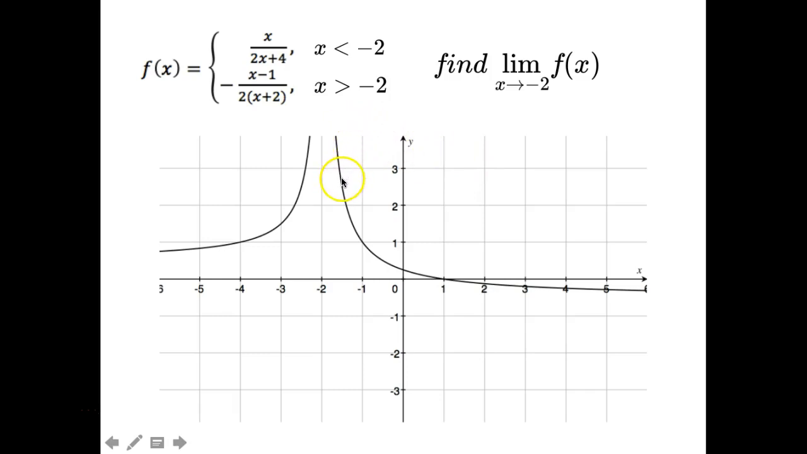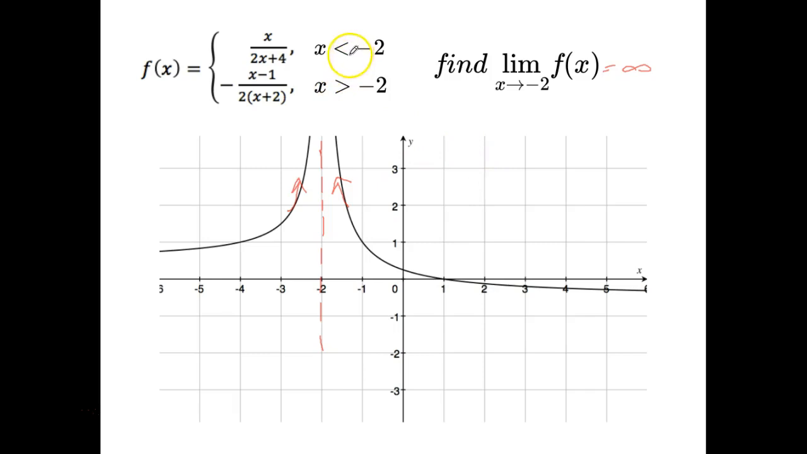Okay, now I've provided the graph on this. So we're taking the limit as x approaches negative 2. Let's look at the answer first with the graph. Okay, we're talking about this line right here. As x approaches negative 2, it looks like from the left it goes to positive infinity, and from the right it goes to positive infinity. So our answer is going to be positive infinity. Yeah? Let's do this problem though.